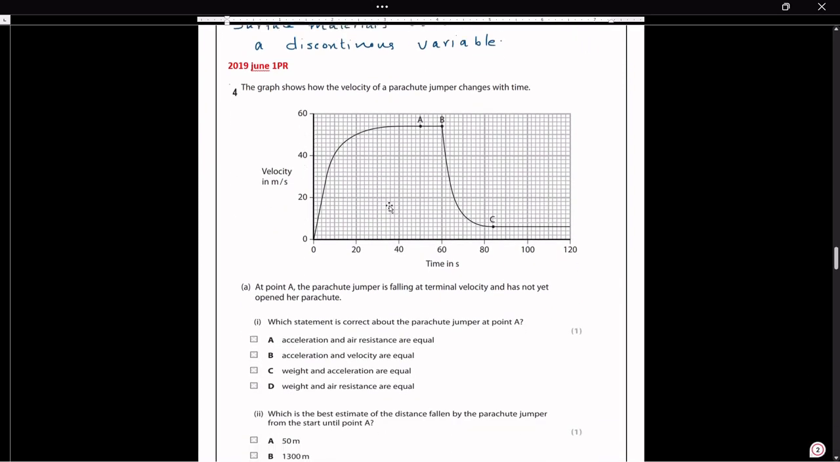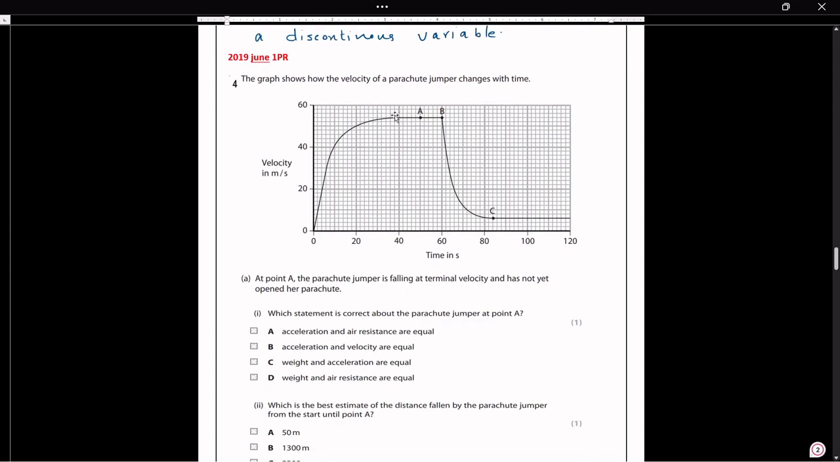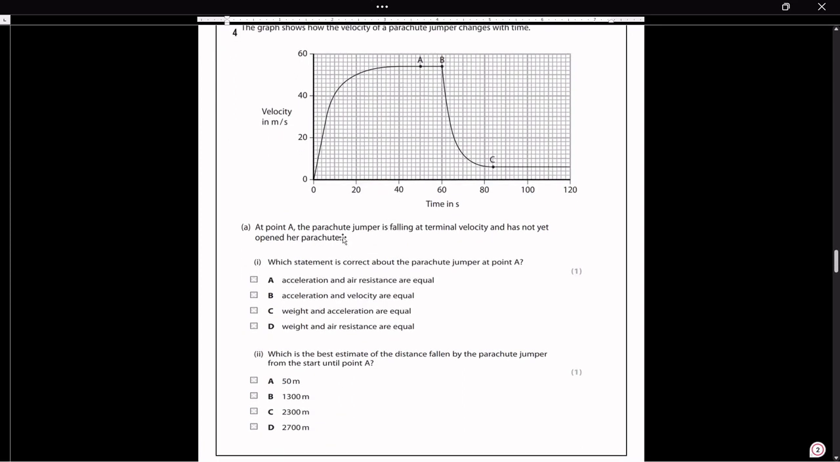Now the next question is, the graph shows how the velocity of a parachute jumper changes with time. At point A, the parachute jumper is falling at a terminal velocity. So terminal velocity means with a constant velocity. So at A, this part is a terminal velocity they are telling. Which statement is correct about the parachute jumper at point A?